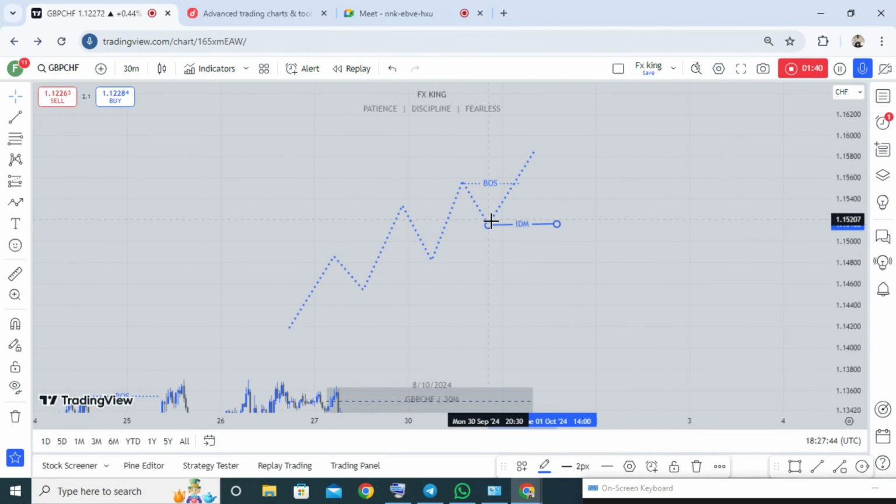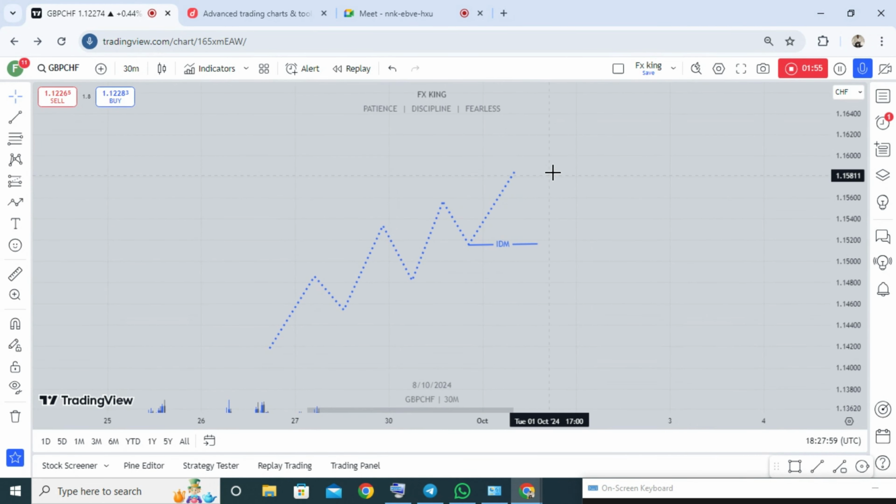Why? This is no longer the last pullback, and the market has not yet taken out any inducement to give us a valid break of structure. So this is not a break of structure in this case. This is not a break of structure. If that happens again, you can move it again.